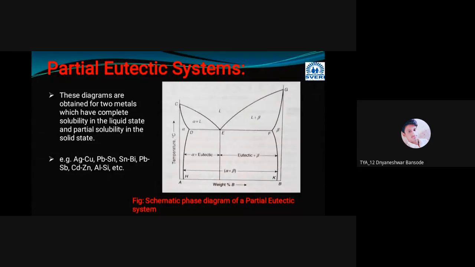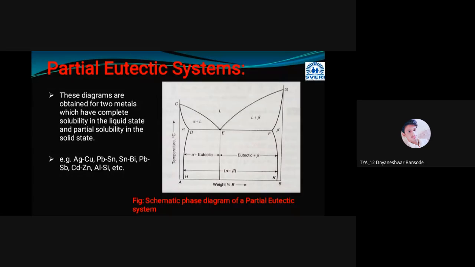Then the next line is CDEFG. I will repeat it again. Line CDEFG is the solidus line. Below this solidus line, all the metals and alloys will be in the solid state only. Then this horizontal line, DEF, will be termed as the eutectic arm, or it shows the temperature at which eutectic transformation is occurring. It is also known as the eutectic transformation line.